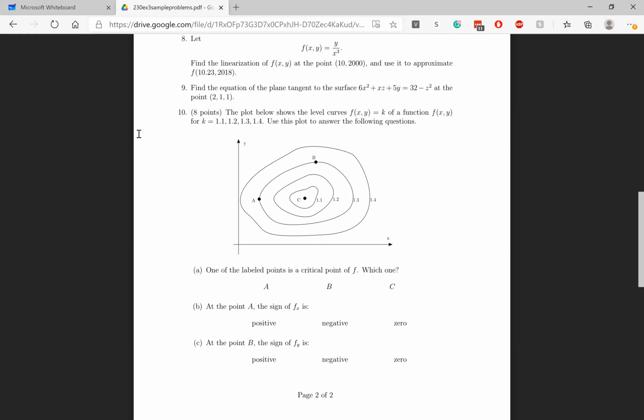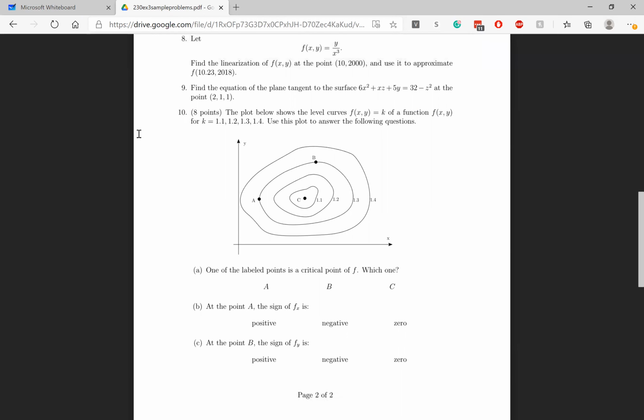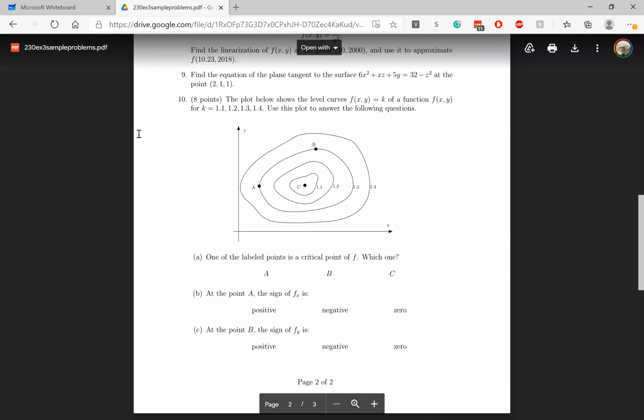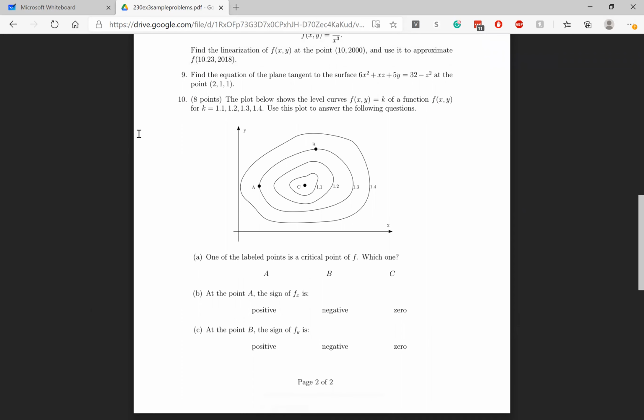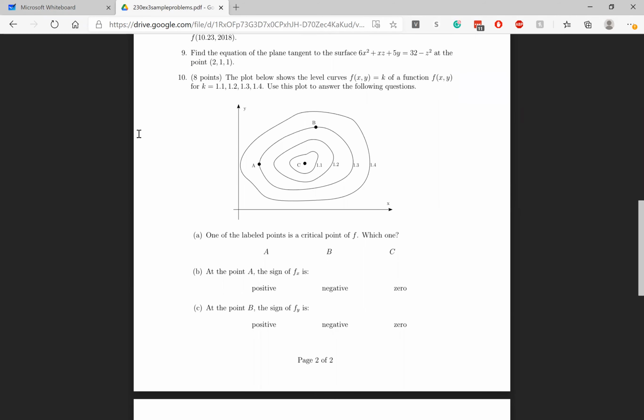Okay, the plot below shows the level curves of some function. Use this plot to answer the following questions. Which one of these points is a critical point of f? The answer would be C. Clearly, E is on a contour line. If we go in one direction, we're going up, the other direction down. Same thing with A, but C is going to be the minimum of this function.